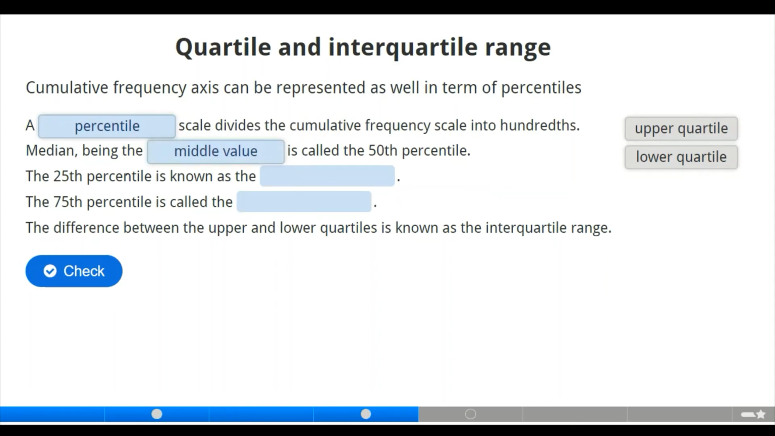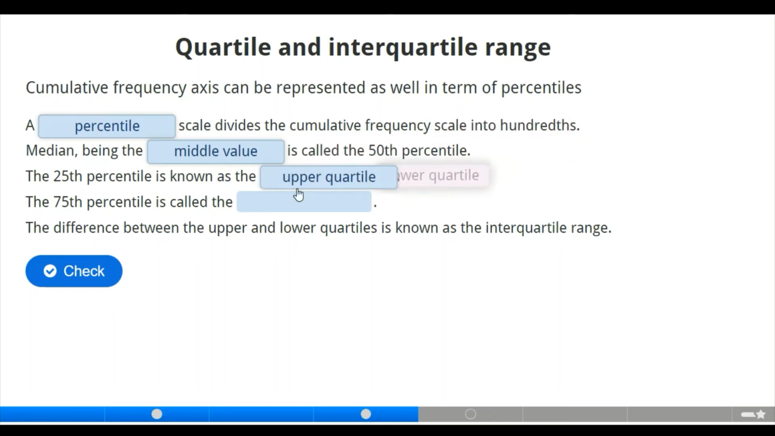Then the 25th percentile is known as the lower quartile, and 75% is known as the upper quartile. The difference between the upper quartile and the lower quartile is what we refer to as the interquartile range. When you're talking about quartile, we are talking about division of observations into 4 equal intervals based on the values of the data that is being given.